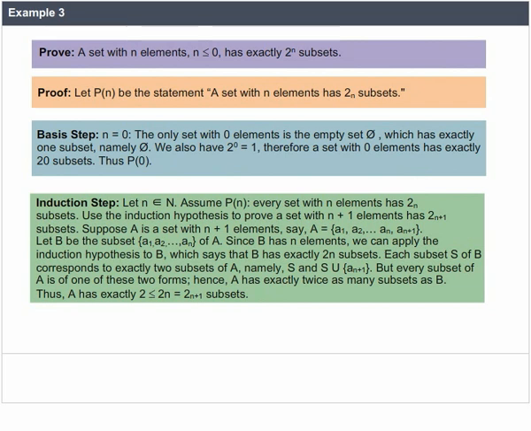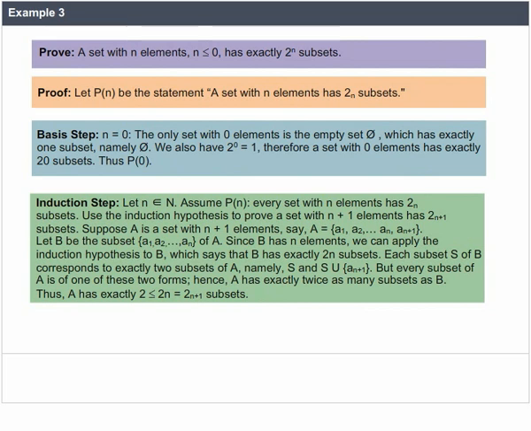Suppose A is a set with n plus 1 elements, say A equals {a1, a2, etc., a(n plus 1)}. Let B be the subset {a1, a2, etc., an} of A. Since B has n elements, we can apply the induction hypothesis to B, which says that B has exactly 2 to the n subsets. Each subset S of B corresponds to exactly 2 subsets of A, namely S and S union {a(n plus 1)}. But every subset of A is of one of these 2 forms, hence A has exactly twice as many subsets as B.